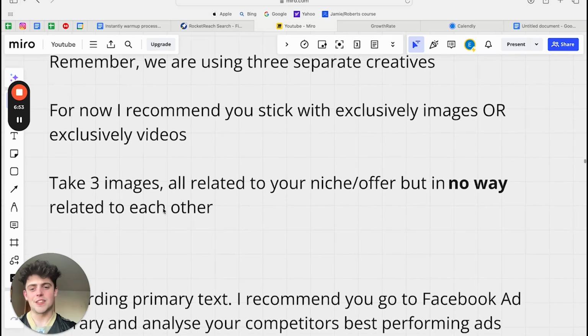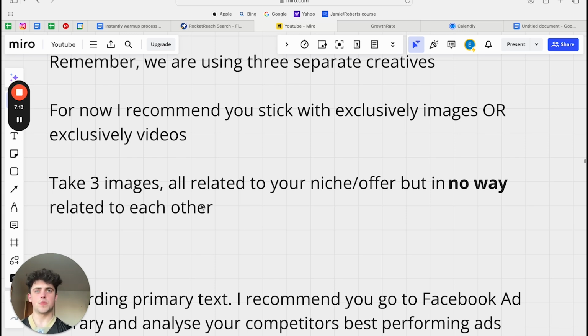But I recommend you take 3 images, all related to your niche or offer in some way, but in no way related to each other. So you could be working with, for example, an estate agent here in the UK or a realtor in the US, and you could be one yourself. You could be looking to run ads to generate more leads, generate more clients, grow the business.